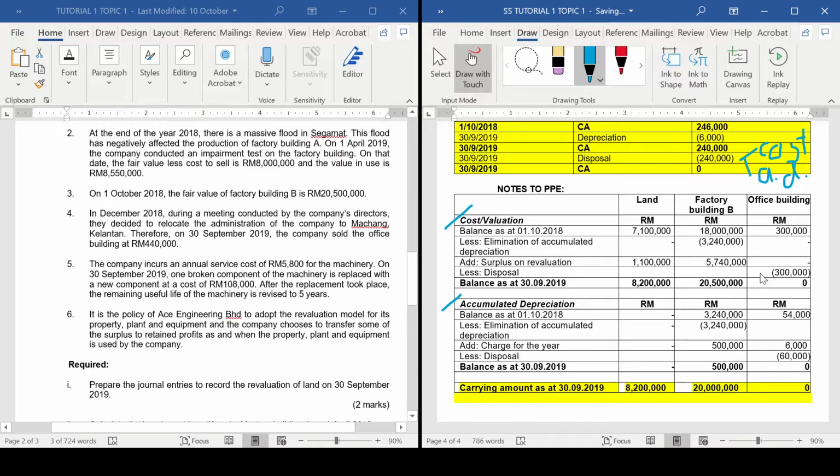That is how you prepare notes to PPE. You can check whether you prepared correctly or not from the working. So you have to prepare the working first, and then you prepare the notes to PPE.